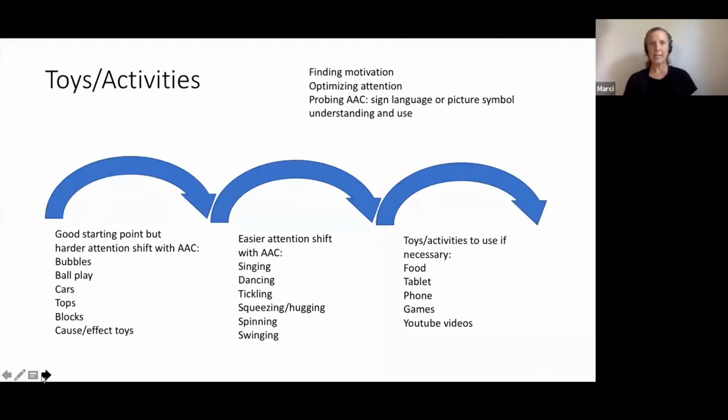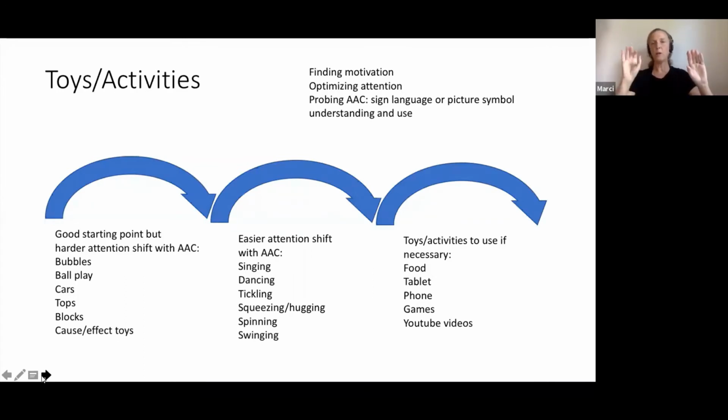When I'm doing an AAC assessment, the first thing I'm looking for is motivation. So I will hold up a ball or a car and I'll say which one you want. And I'm looking to optimize the child's attention. And then when I have their attention with a particular toy, I'm probing for AAC use, so sign language or picture symbols. A good starting point, but harder to shift attention with AAC, and I'll explain that in a minute, are the bubbles, balls, cars, tops, blocks, cause and effect toys. So those are my go-to toys in my toolkit.